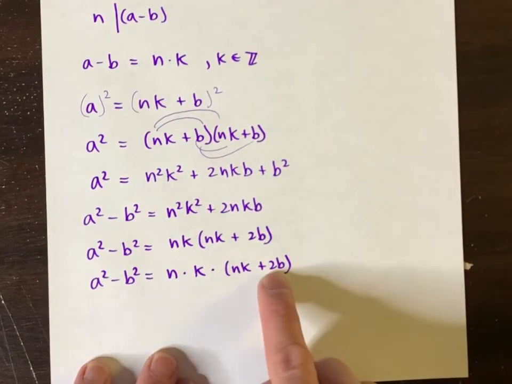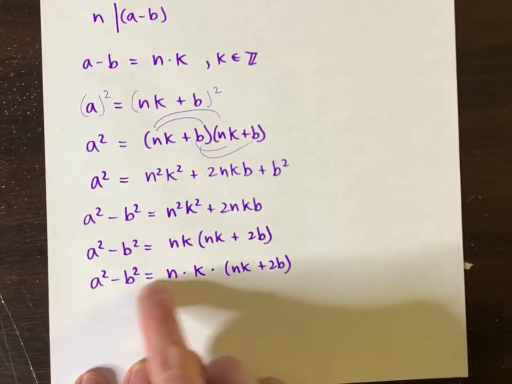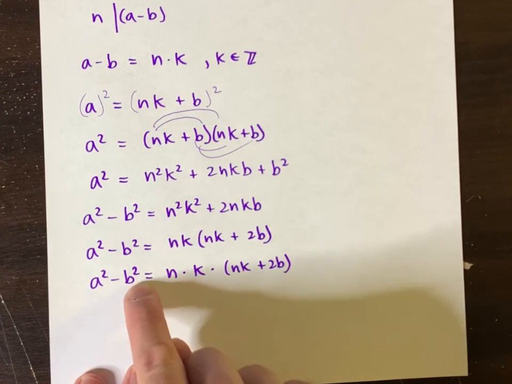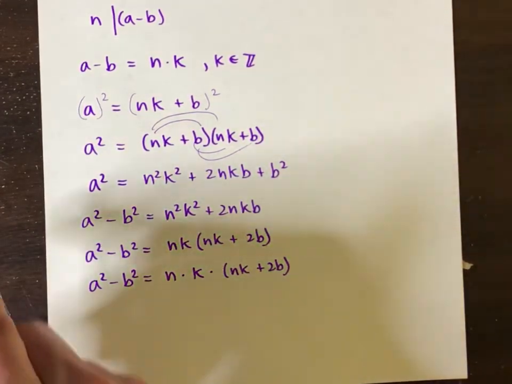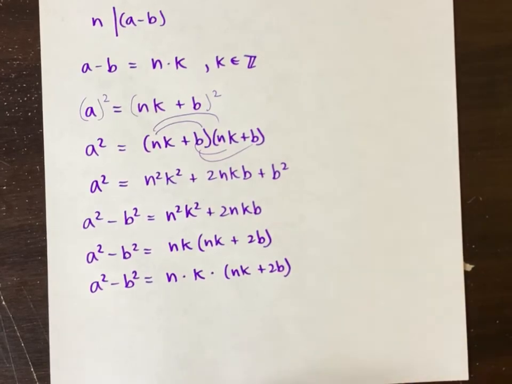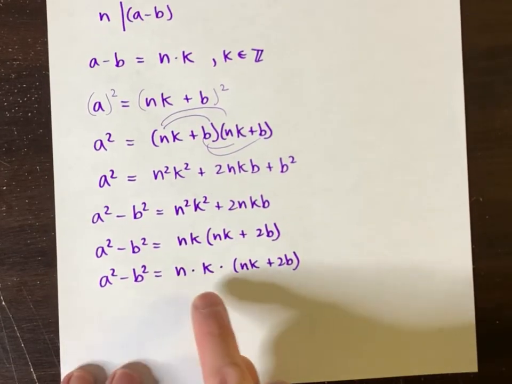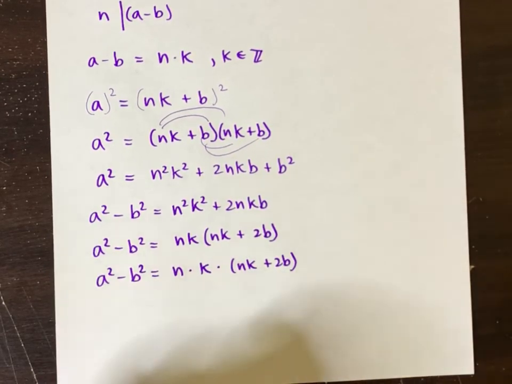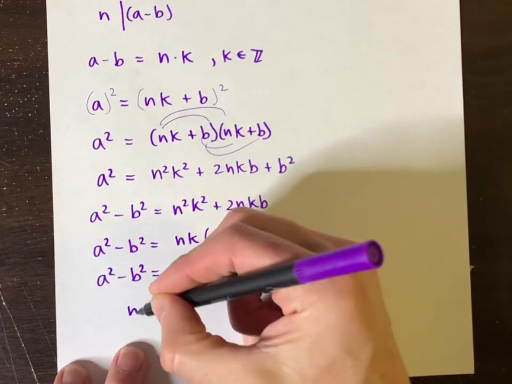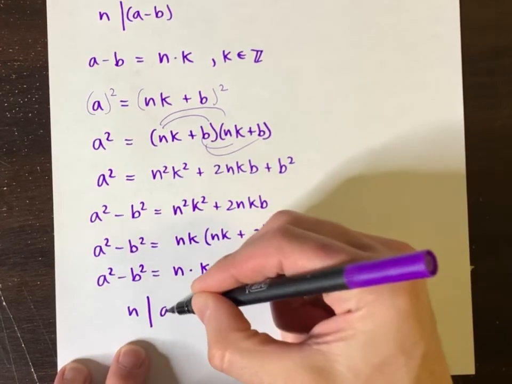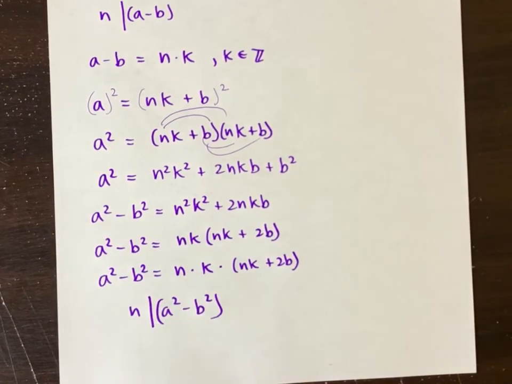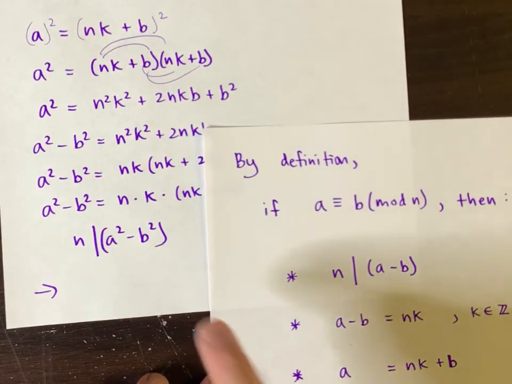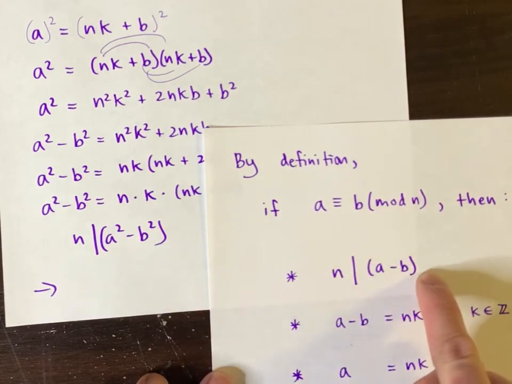This times this times this is that. So this can divide that, this can divide this, and this can divide that. But I'm not going to write all 3 statements. I'm only going to write down the one that I actually need. And the one that I need is actually the one that's n. So because this times this times this is that, that means that this n can divide a squared minus b squared.